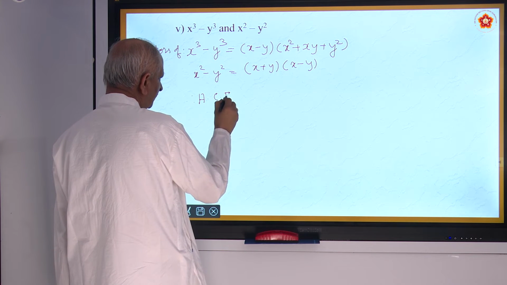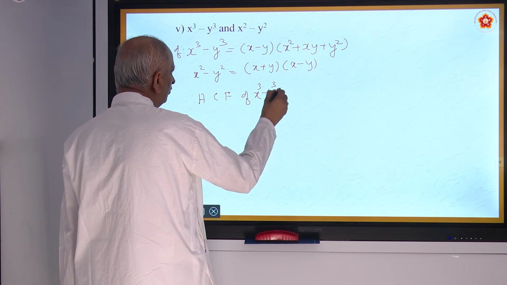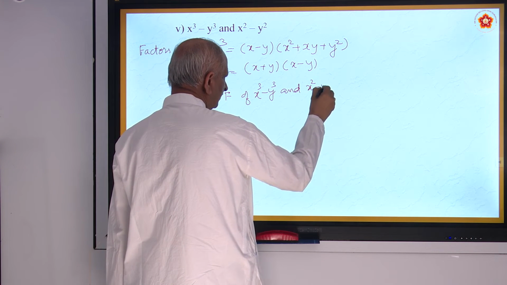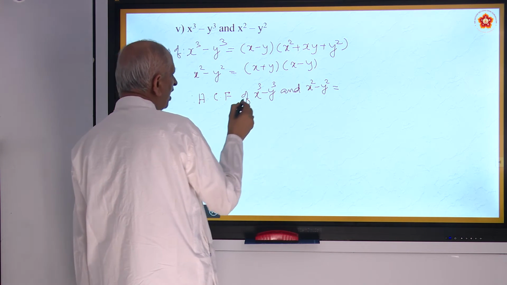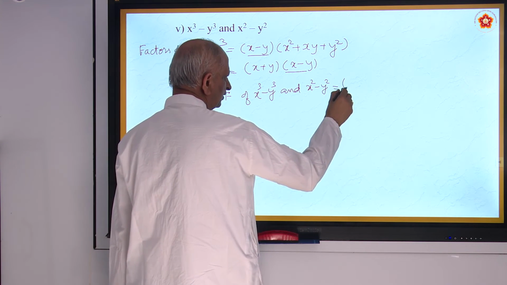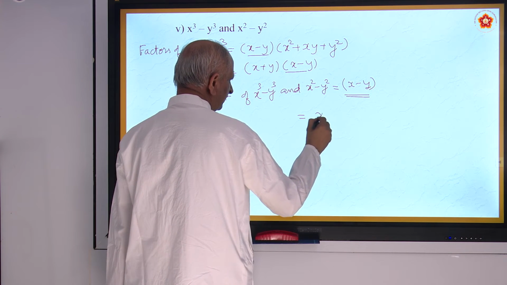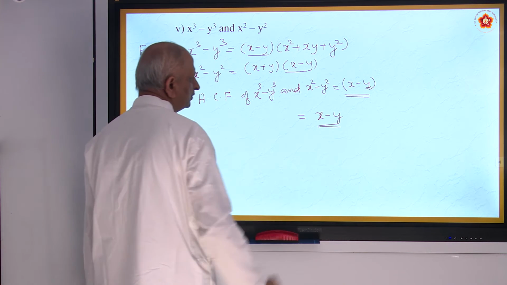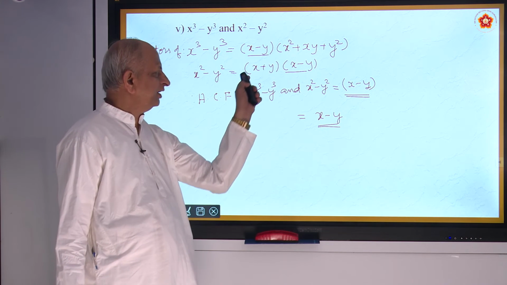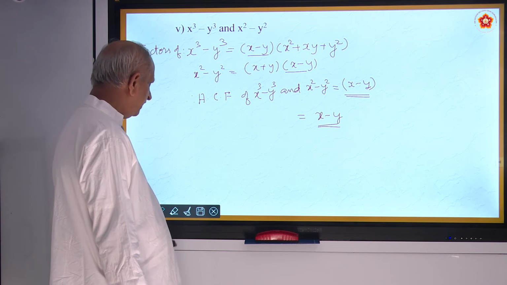So HCF, means what? Highest common factor of x cube minus y cube and x squared minus y square is the common factor you must see. What is common? x minus y. Anything else? No, only x minus y. That's all. So the answer is x minus y. Super. And the other things you need not worry about, because they are not common.